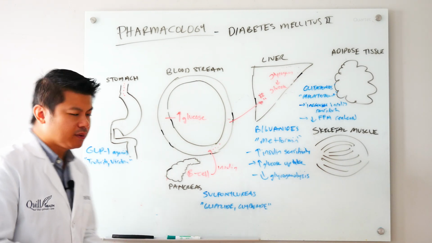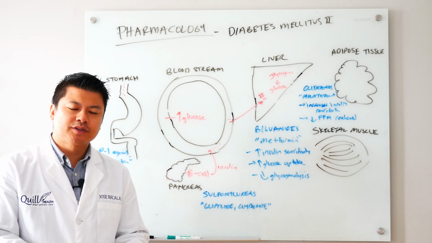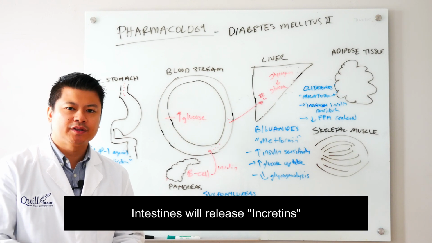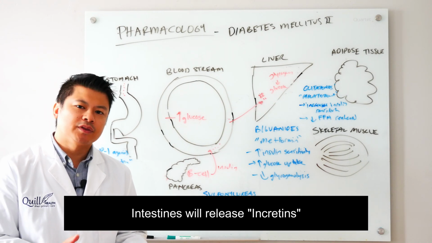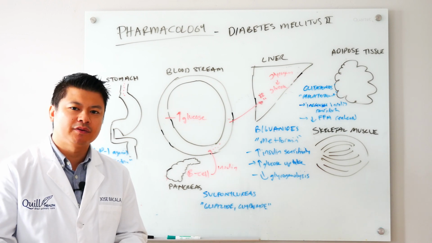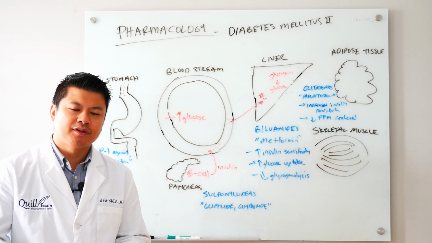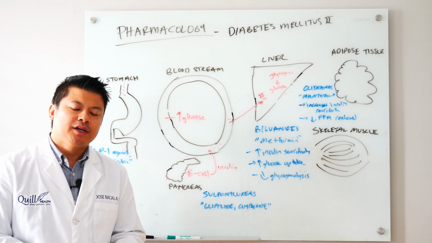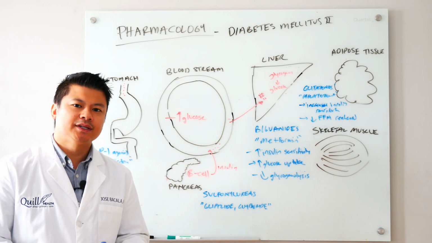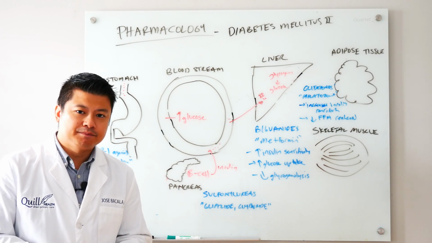So the way it works is that when we eat a meal, it goes into our stomach, into our intestines. The intestines will release something called incretins, and incretin is basically a GLP-1 agonist. What the GLP-1 agonist does is it does a few things here. It stimulates the B cells of the pancreas to release more insulin. It stimulates the alpha cells in the pancreas to decrease glucagon as well. So in turn, this will increase insulin release. It will also decrease gastric emptying as well as decrease appetite.